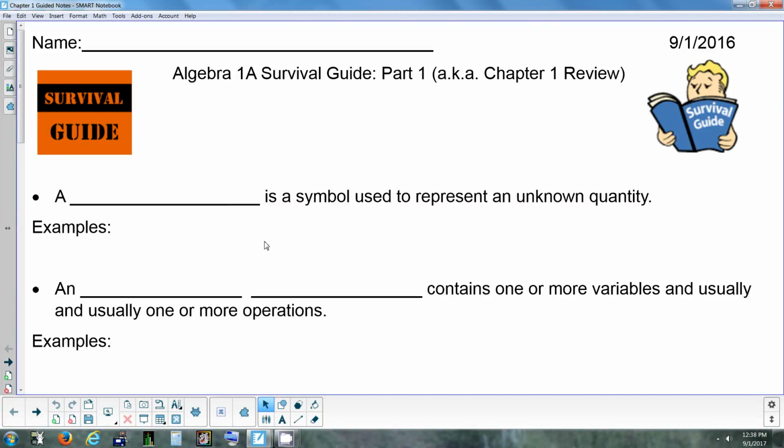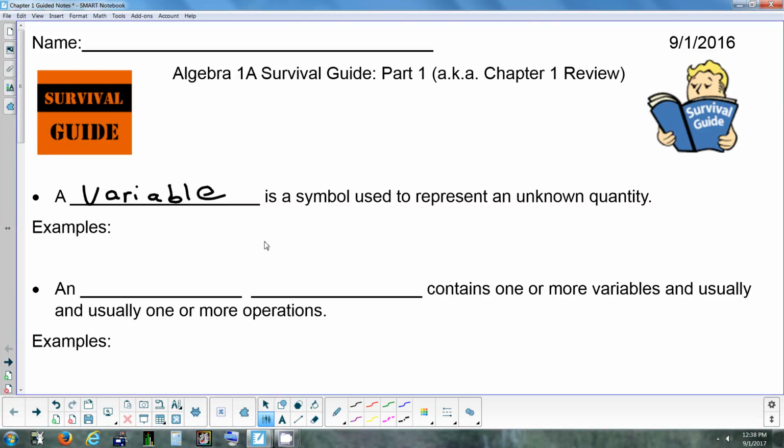It says a blank is a symbol used to represent an unknown quantity. So does anybody know in math how you represent something you don't know? With a variable? Yeah, with a variable. So on that line, just fill in a variable. A variable is used to represent an unknown quantity.